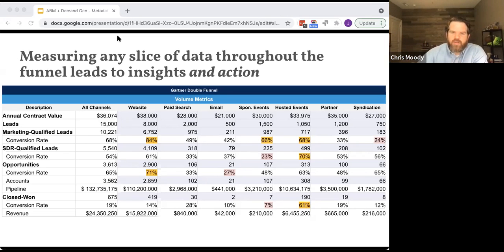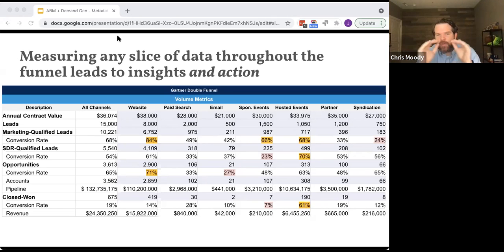But any slice of data by campaign, by content, I've tracked it by gated content before, track throughout the funnel, highlight the good and the bad, and then let's have a conversation about it. This is an amazing thing to talk about with your sellers.